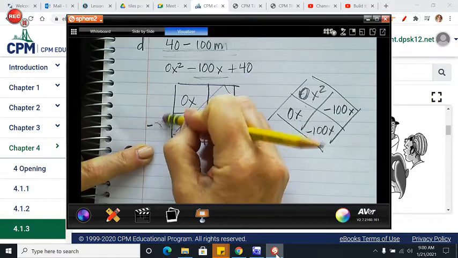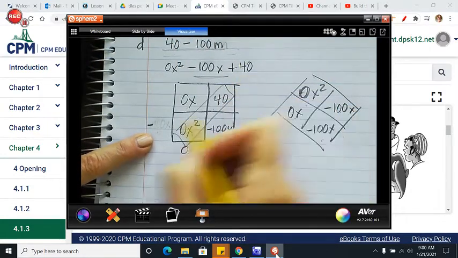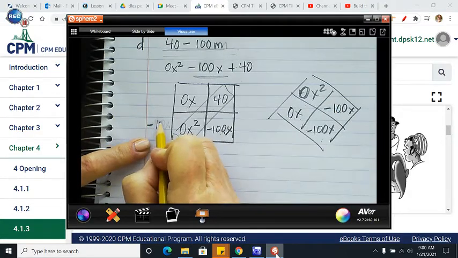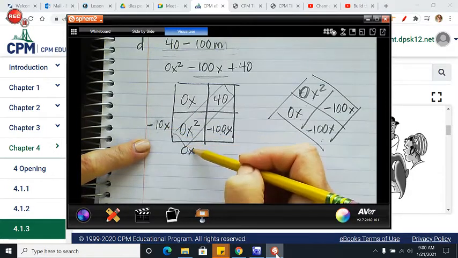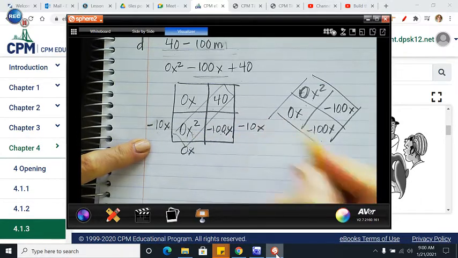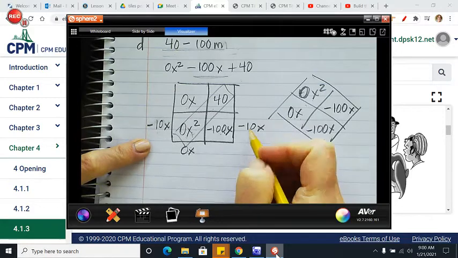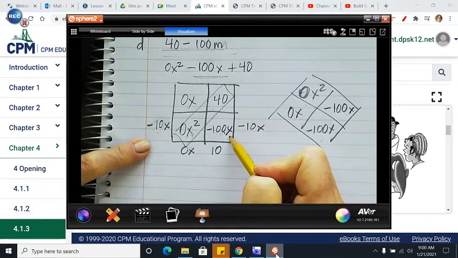And this is where it got a little tricky, because I'm going to just give this to you. We put negative 10x right here. Now you might be thinking, why did you pick negative 10? And I will show you. Okay, so when I multiply these two, I do get 0x squared. So I'm going to bring negative 10x over here. Negative 10x times positive 10 is negative 100x.